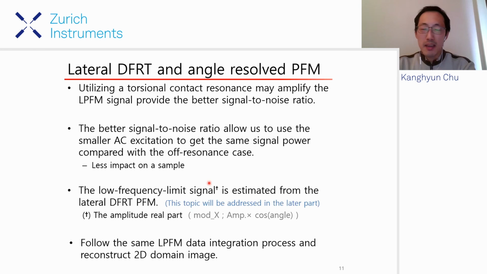And in the case of my system, the relaxer, it is quite susceptible to the external excitation. So even 1 volt AC scanning might change the surface electronic structure. So I want to keep the applied bias low, but still get a high signal. Then utilizing the resonance technique is kind of an inevitable solution.